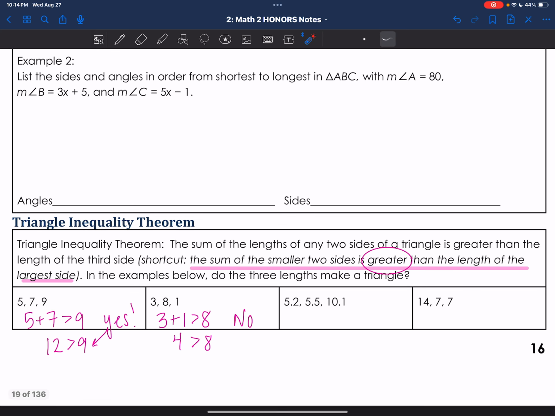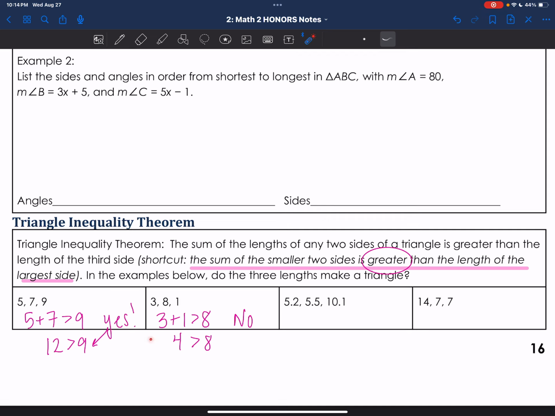All right, next up is the triangle inequality theorem. That's saying the sum of the lengths of any two sides of the triangle is greater than the length of the third side. So basically, the sum of the two smaller sides is greater than the length of the third. So all you have to do is just add the two smallest sides together. If it's greater, it's a triangle. So here we took 5 and 7. Those are the two smallest. Is the sum of those two greater than 9? Yes, because you have 12. So this is a triangle.